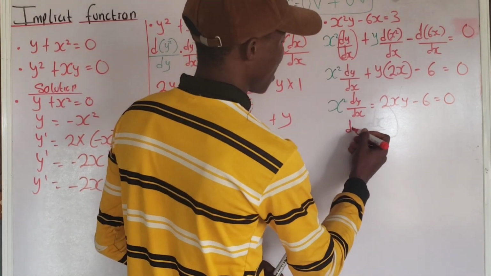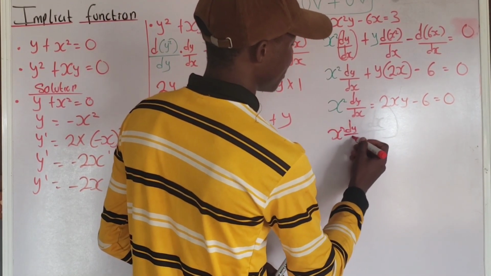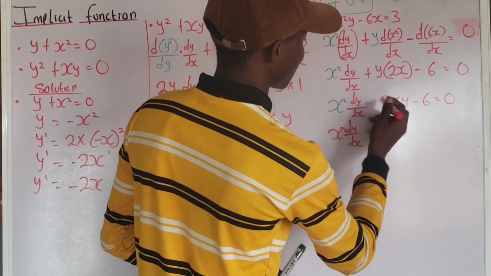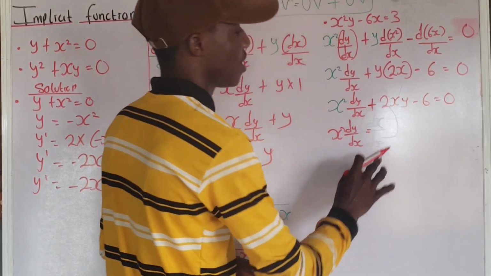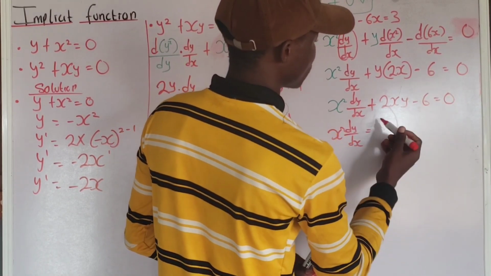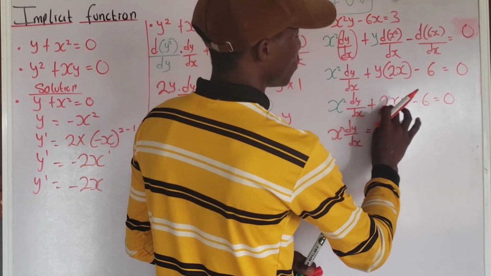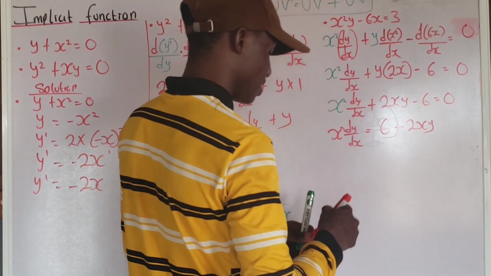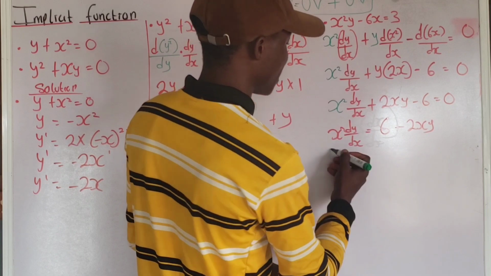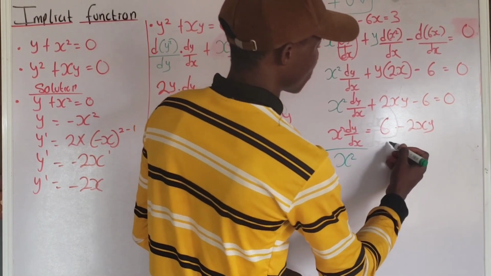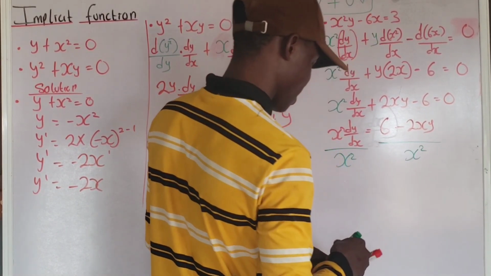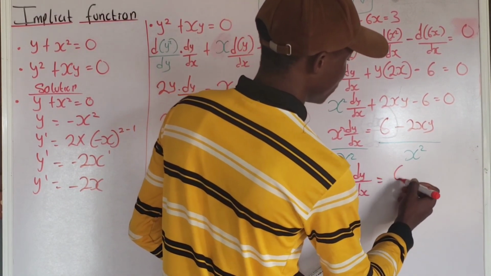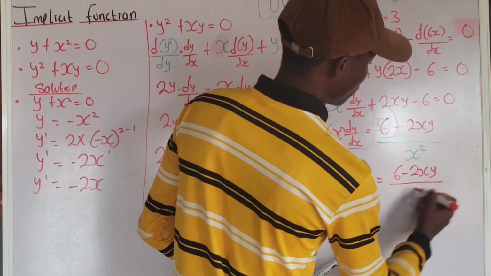I'm going to have x squared dy over dx is equals to, oh sorry, this is an addition sign, okay. Now take this negative 6 to the other side. I'm going to have 6, this positive 2xy, I'm going to have negative 2xy, okay. Now the next step is that we are going to divide both sides by x squared. So I'm going to have this over x squared, this over x squared. Hence dy all over dx is equals to 6 minus 2xy all over x squared.